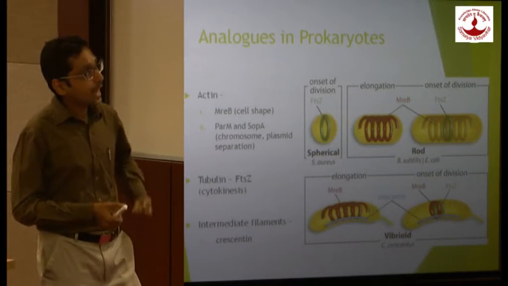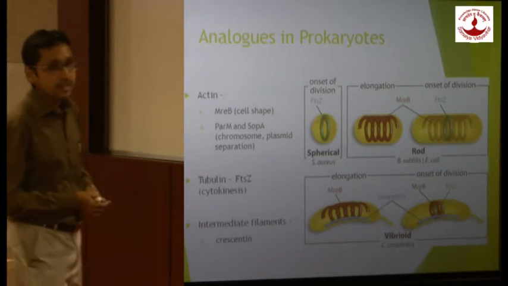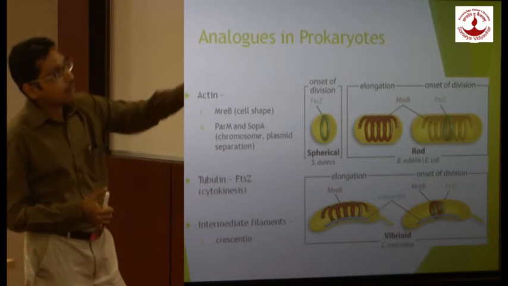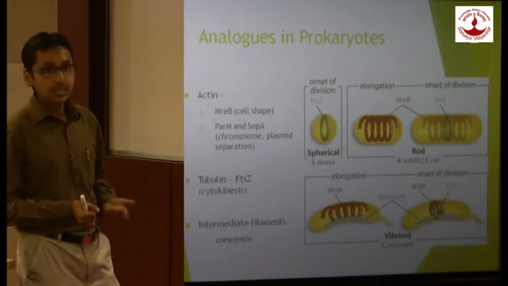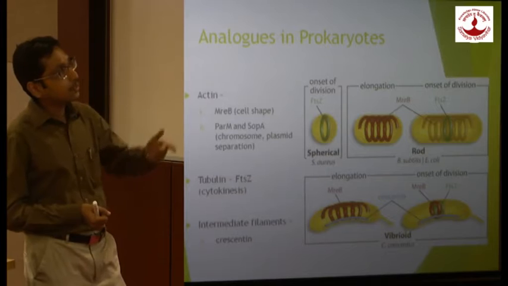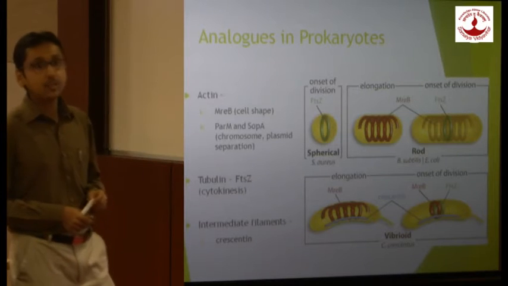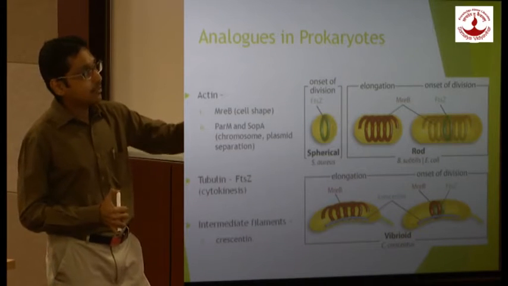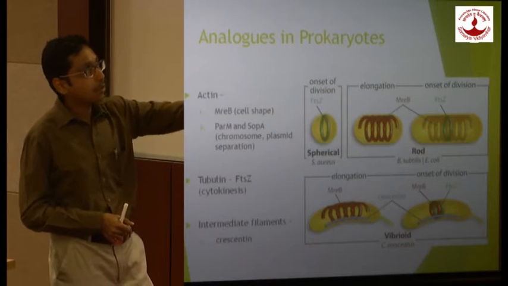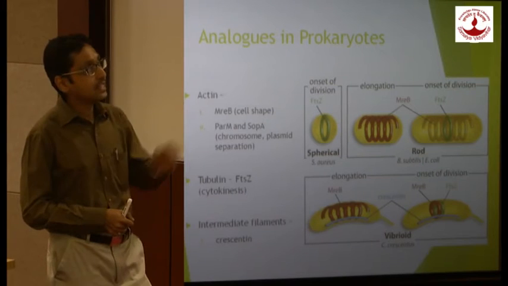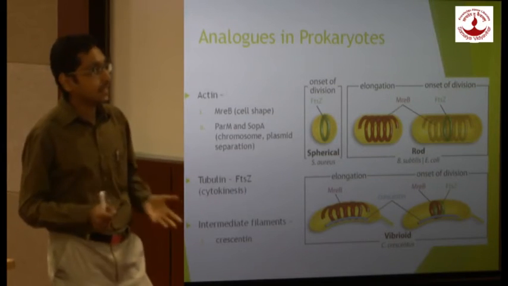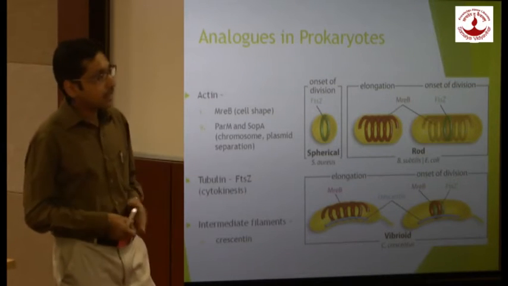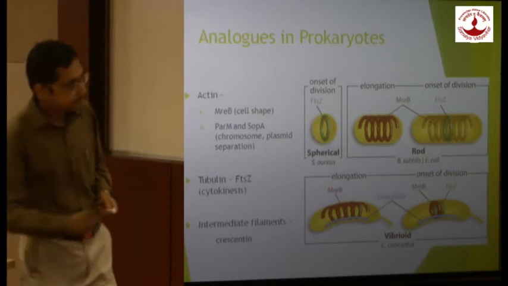The analog for actin in prokaryotes is the MreB protein, which is similar to actin. Then you have other proteins, ParM and SopA. And the relative protein to tubulin in prokaryotes is found to be FtsZ. And for intermediate filaments, it's crescentin.